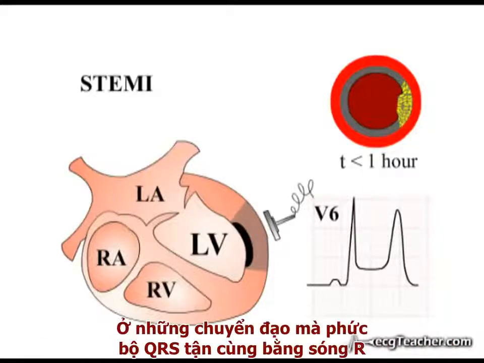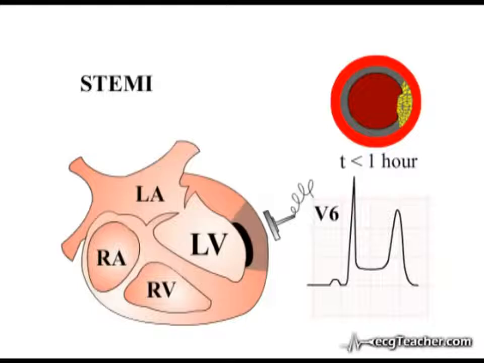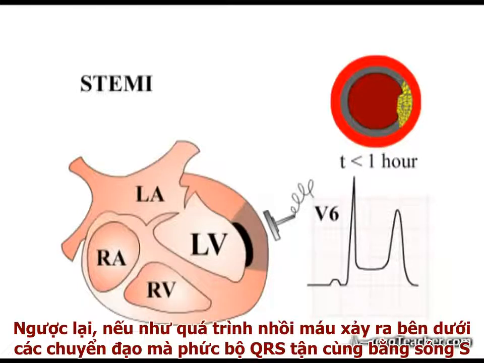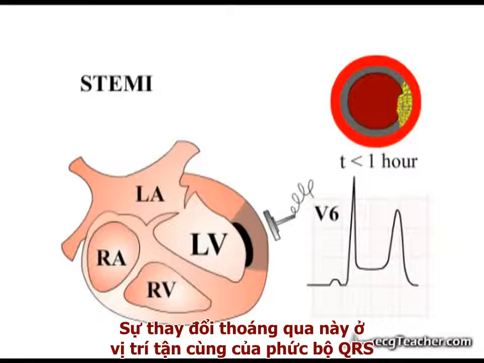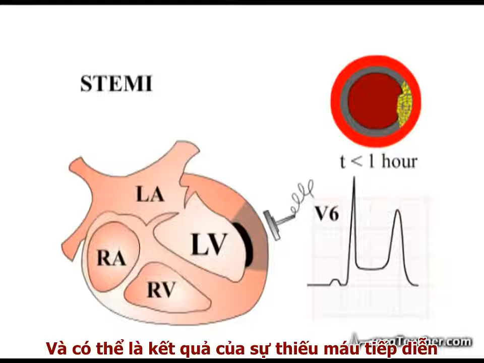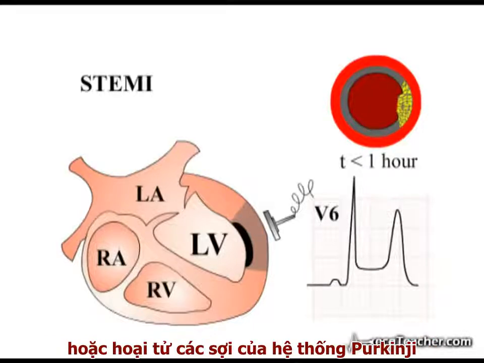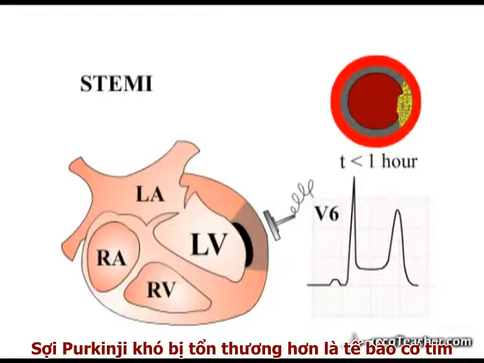As in this example, in a lead in which the QRS complex ends with an R wave, the R wave rises in amplitude. In contrast, if infarction occurs under leads in which the QRS complex ends with an S wave, the S wave may disappear. These transient changes to the terminal portion of the QRS complex reflect worsening crisis in the oxygen-starved ventricular wall and probably result from progressive ischemia and necrosis of the Purkinje fibers, a tissue more resistant to death than working muscle.